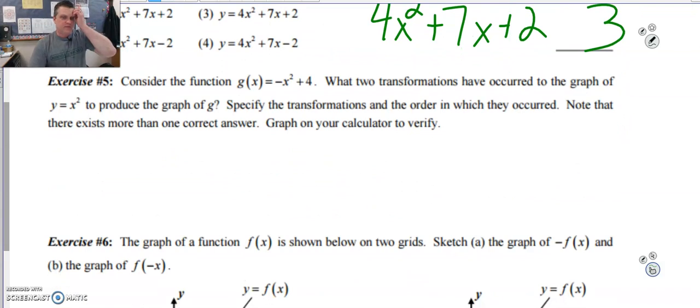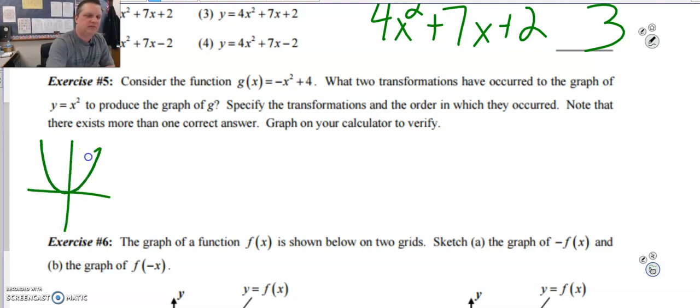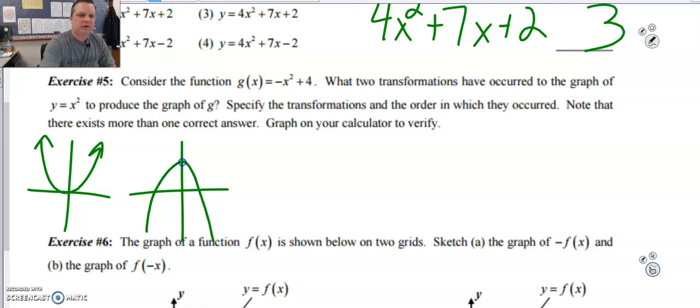So consider the function g of x equals negative x squared plus 4. What two transformations have occurred to the graph of y equals x squared to produce the graph of g? If you want to verify in your calculator, that's fine. Y equals x squared looks something like this, and y equals negative x squared plus 4 will look something like this, and that will be 4 when you put it in your calculator.